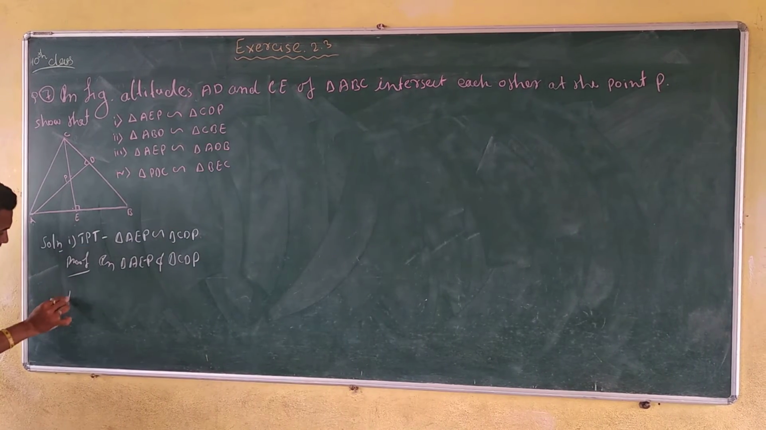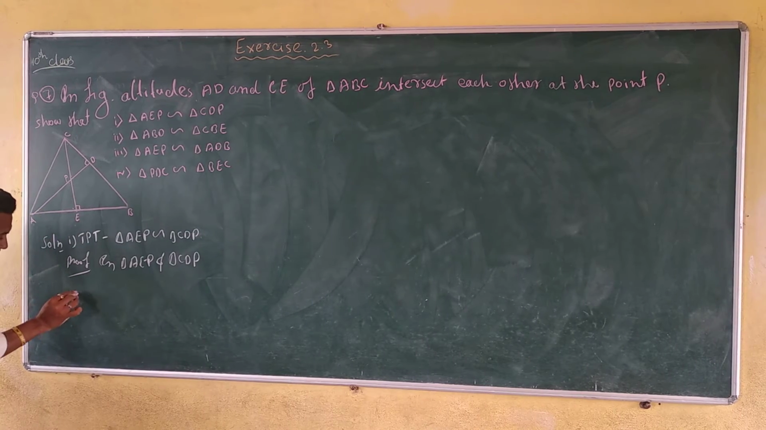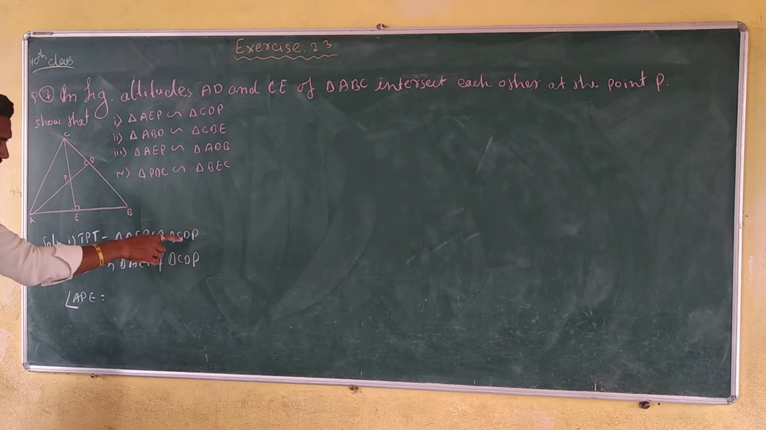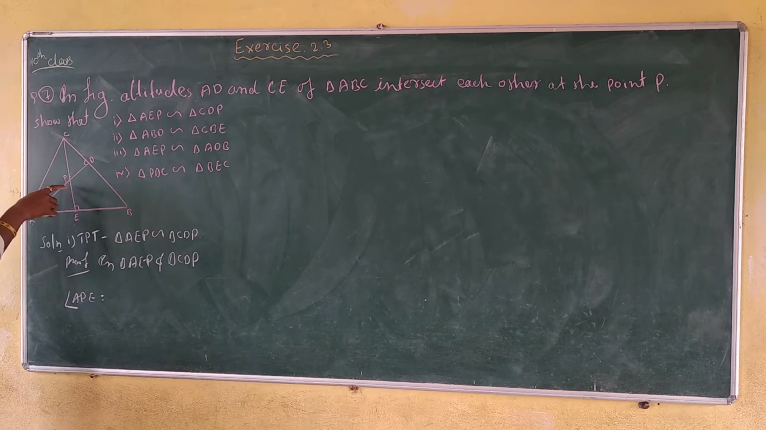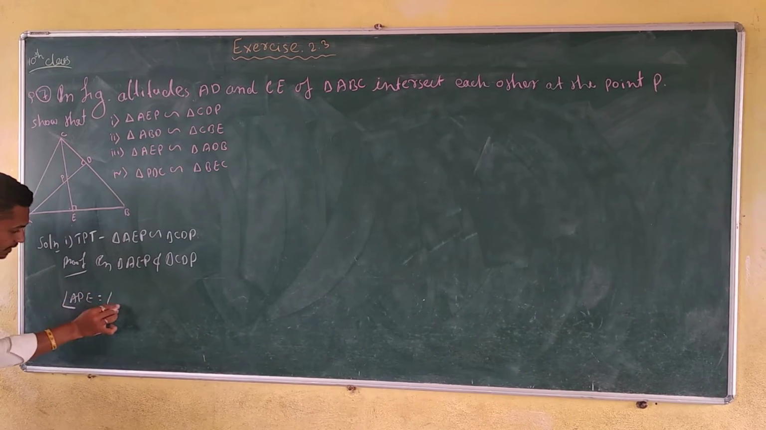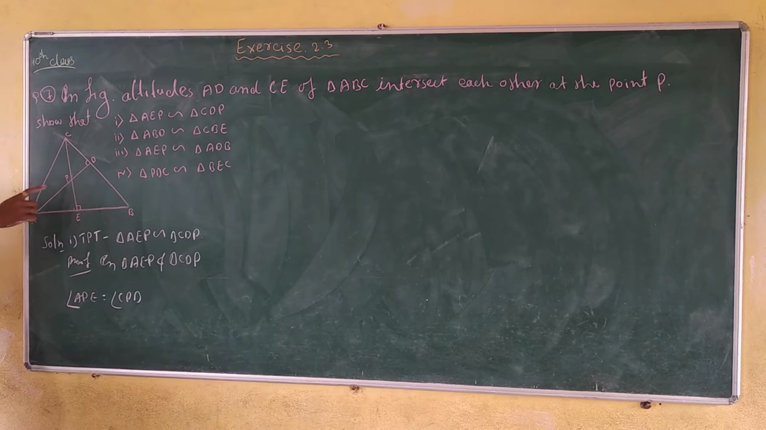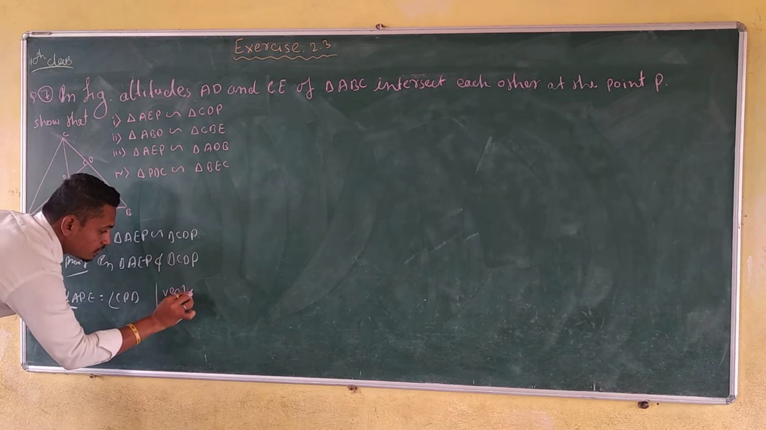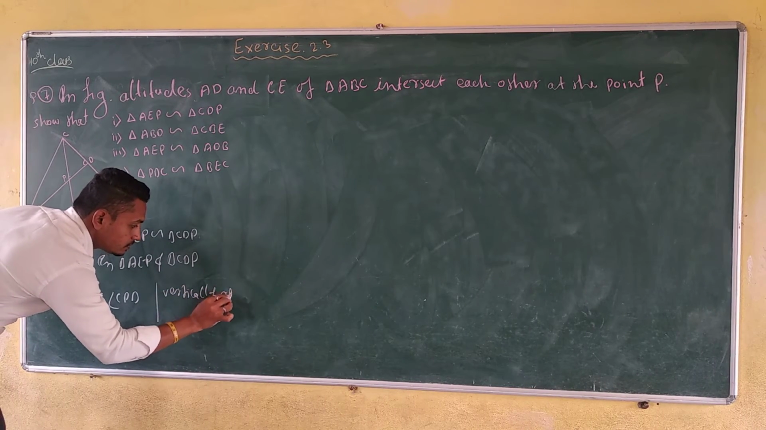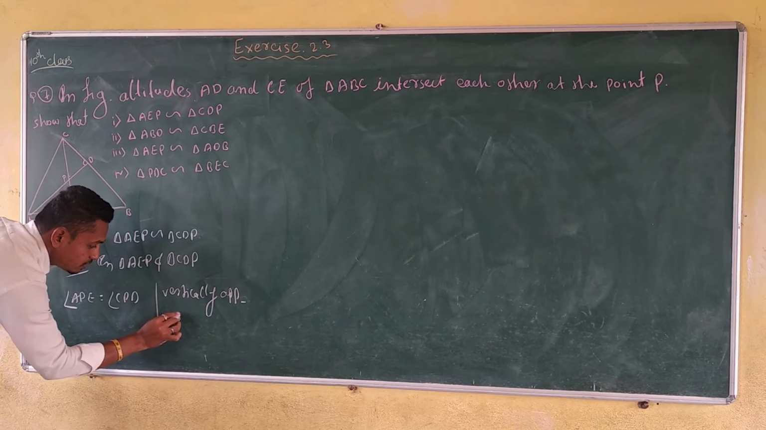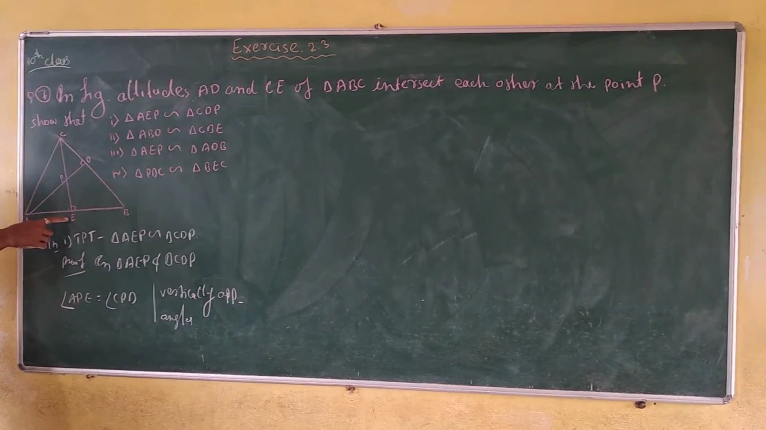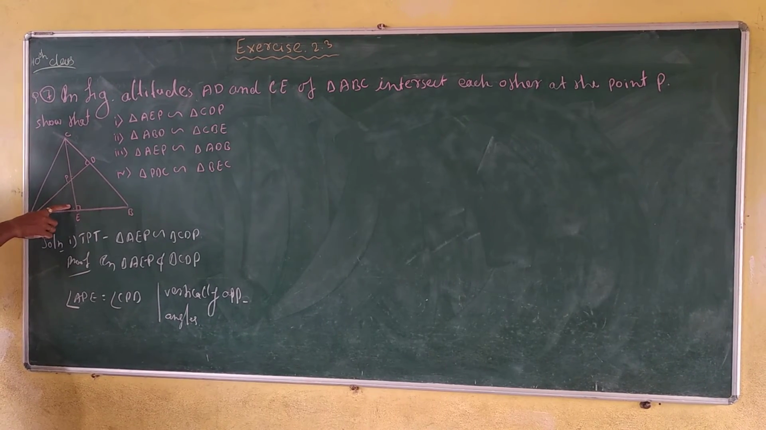Is it right? So right here, the angle APE is equal to, in the triangle CDP, angle CPD. Angle APE is equal to angle CPD, because the vertically opposite angles are equal.